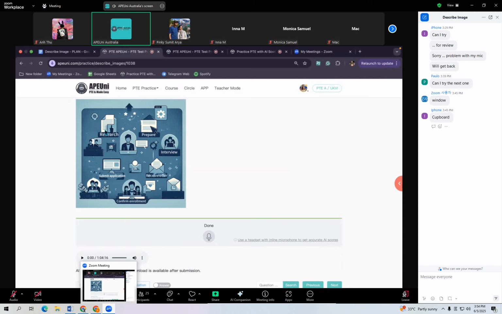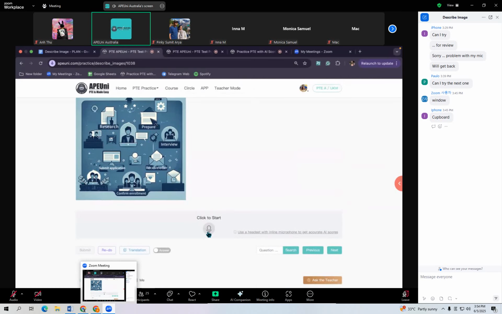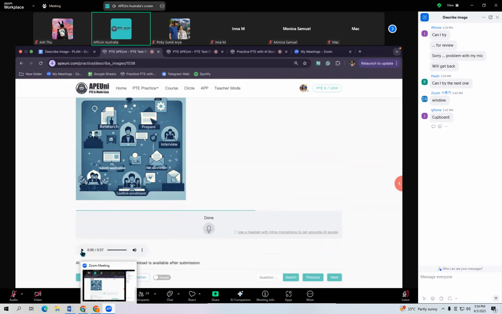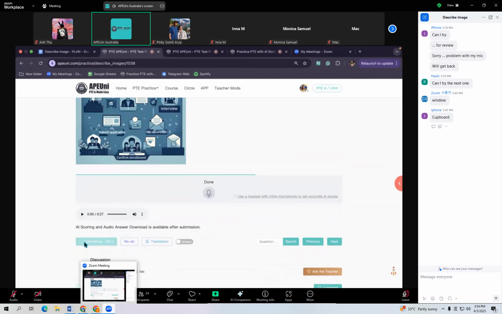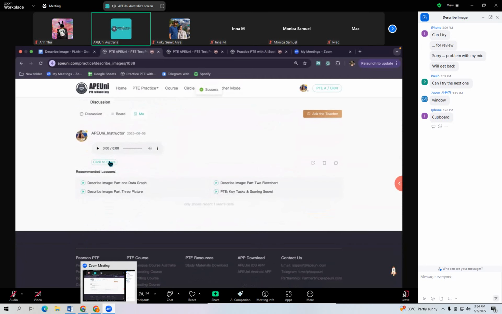So if we really want to describe this particular image properly, let's try this one. I didn't do it in class before. The image shows the importance of confirm enrollment. It also provides information about receive offer, submit application, research, prepare, and interview. The image shows that receive offer is the first step and research is the last step. The image also shows that submit application and interview are the other steps. After analyzing this image, it can be concluded that there is an increasing and a decreasing trend of confirm enrollment. Right? We have spoken for 27 seconds. Not bad. Let's submit. Check our score.